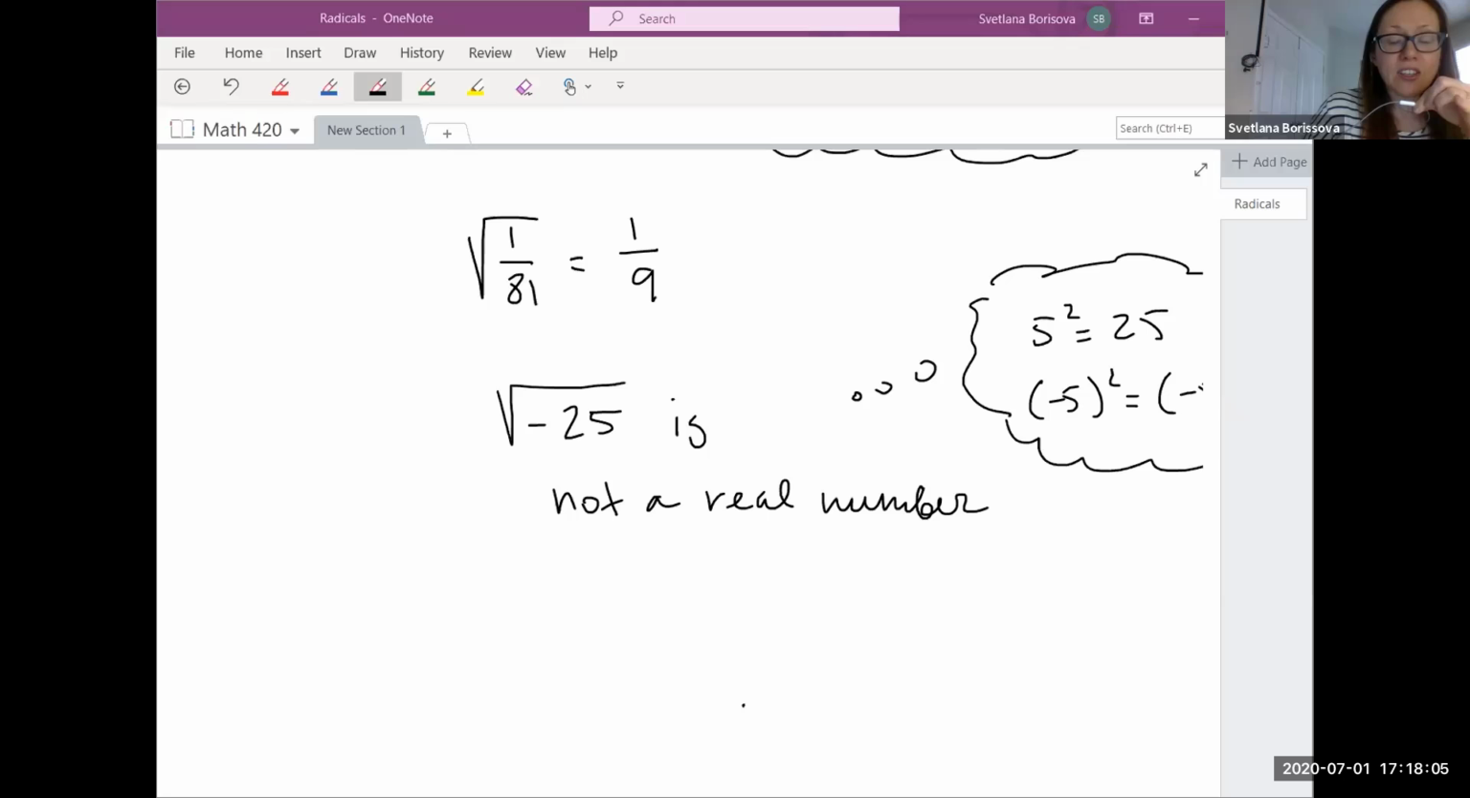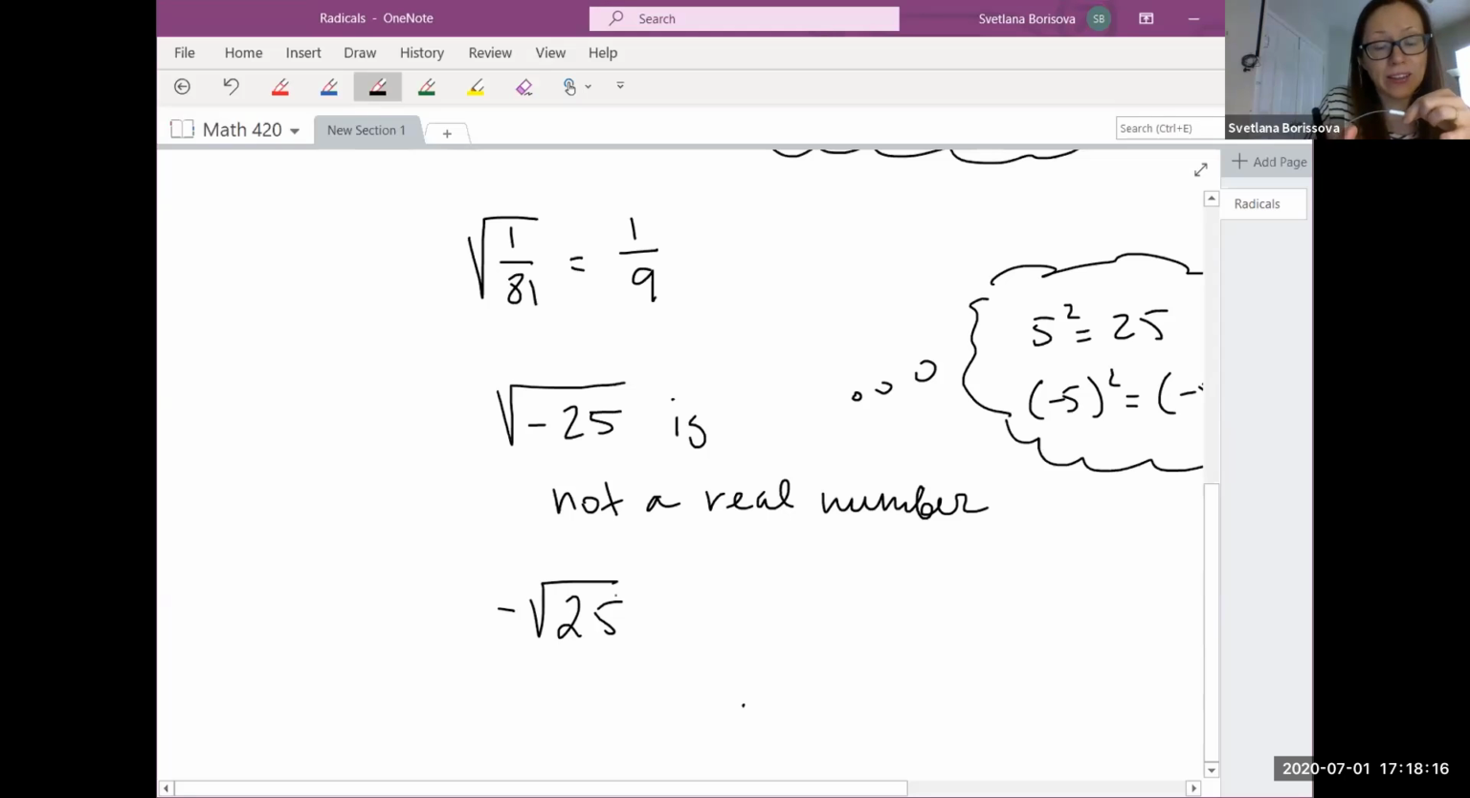Now, right next to this example, the square root of negative 25, which is not a real number, I'm going to write one more, and this time I'm going to write it this way: negative square root of 25. Is it exactly the same problem or not? Obviously it's not. You can see how the negative sign is not inside the radical, but outside. What does that mean? That means that this time the negative sign is on its own, in front of the square root, and inside the square root is a positive number.